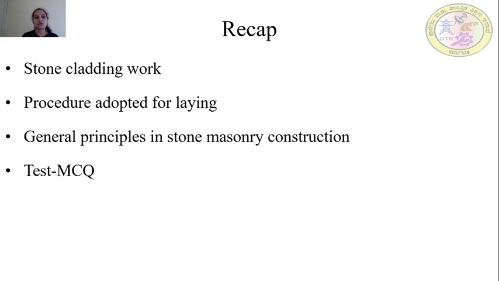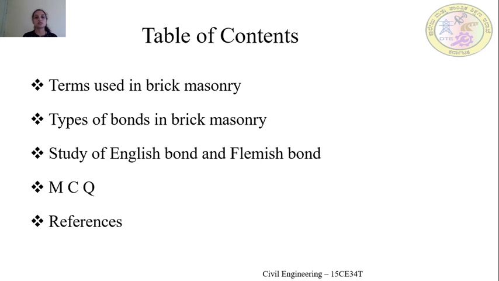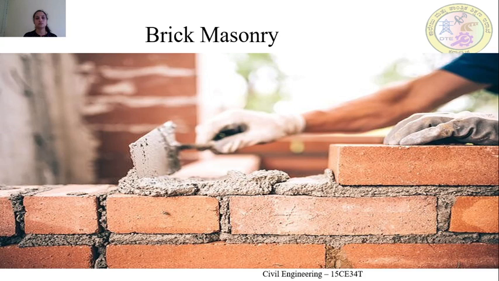So let's have a recap of the previous session. In the previous session, you gained knowledge regarding stone cladding work, the procedure adopted for laying, and general principles in stone masonry construction. In this particular session, we are going to discuss terms that are used in brick masonry, as well as types of bonds in brick masonry, and study English bond and Flemish bond. In a later session, we'll have a test in the form of multiple choice questions. This picture shows brick masonry.